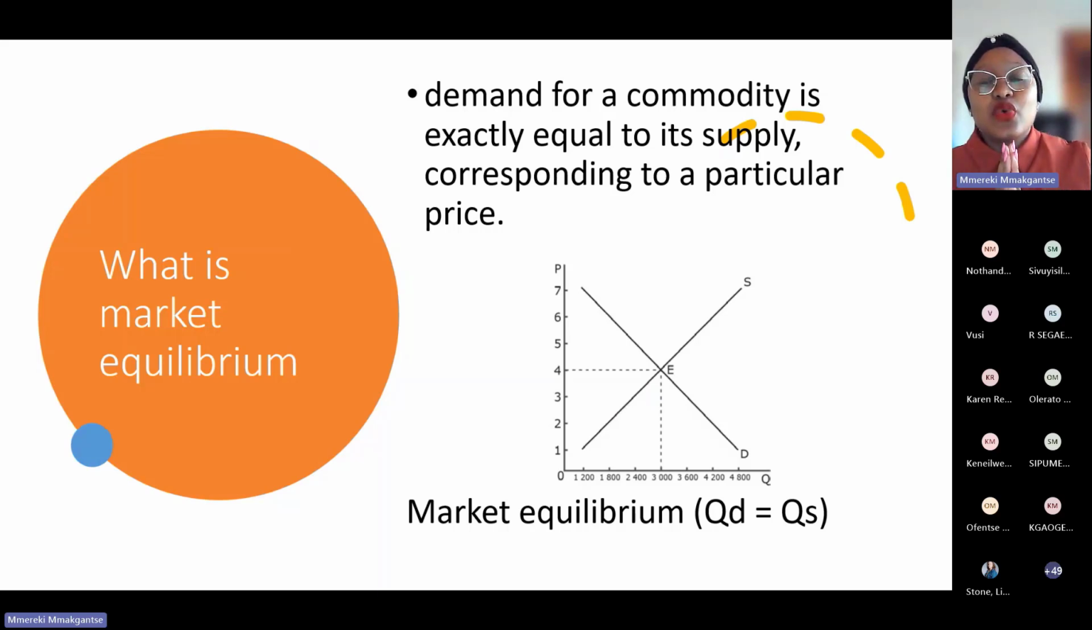Another example could be when you demand something from Takealot. You order something online, I know now we are doing the Shein and Temu, you are busy there on the internet putting things in your basket, you are demanding them. The moment those things are delivered to you, they are supplied to you, that intersection is called equilibrium.